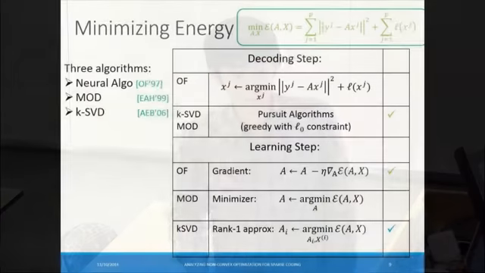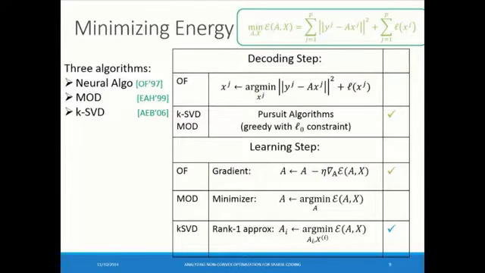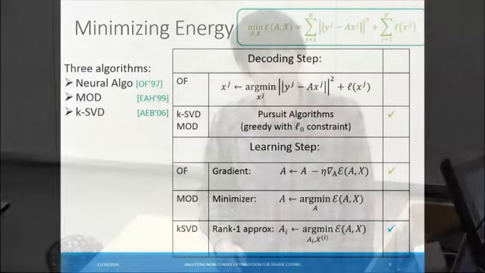And in the learning step, the ORF algorithm just uses gradient descent. And MOD just takes the minimizer, because when you fix X and minimize over A, this is just a quadratic problem. The penalty term only depends on X. When you fix X, it is a constant.